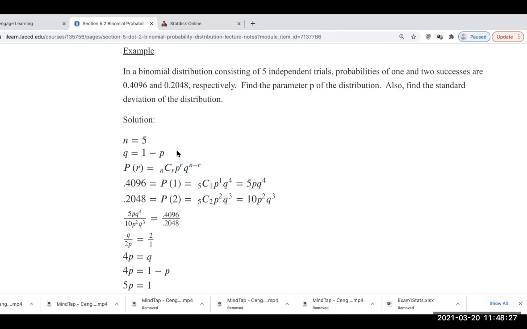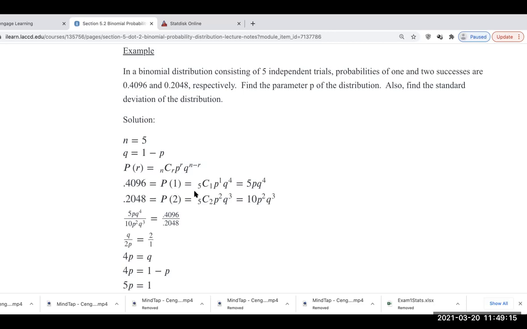So we're given a binomial distribution, and we're given that n is 5. Next, Q is 1 minus P because it's a binomial distribution. And the probability of r successes is nCr, p to the r, q to the n minus r. So we are given that the probability of 1 success is 0.4096.